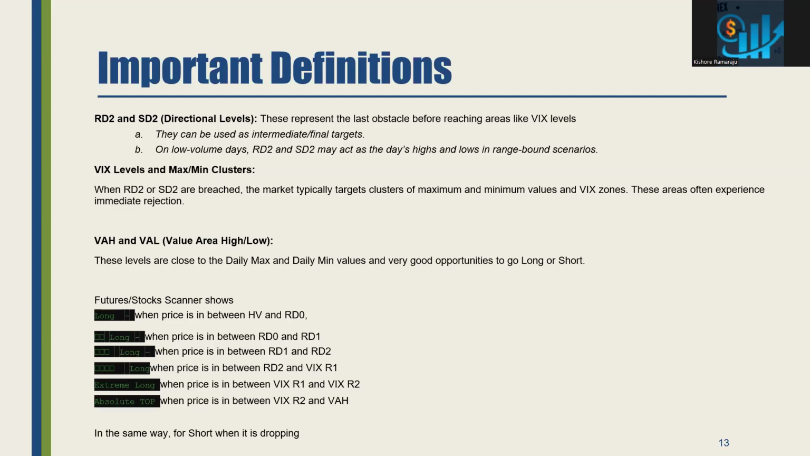Then finally, you also have something called VAH and VAL, right? It is value area high and value area low levels. So this is like your fifth resistance level or fifth support level.